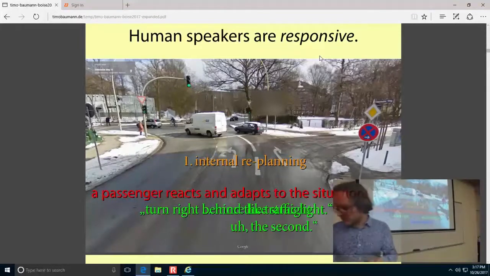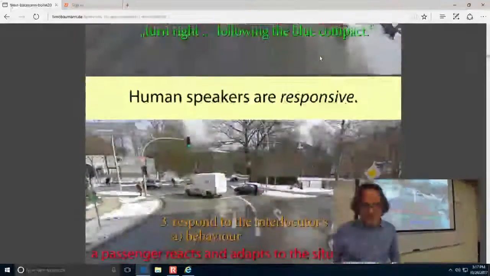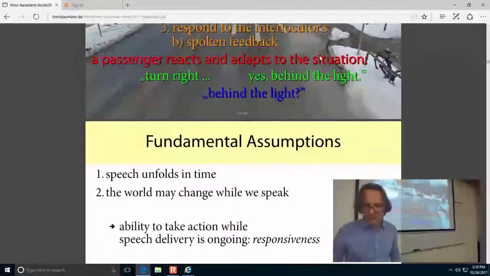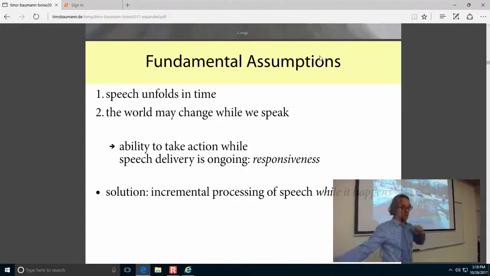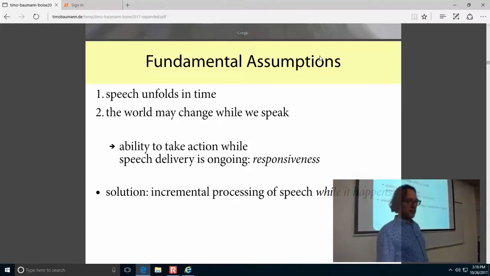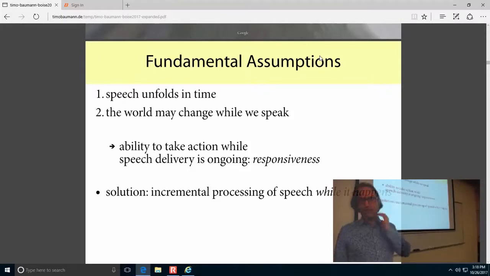I'll have to advance here a little bit. All right. So that's how humans would handle this situation, and the dialogue system would instead play this ping-pong game rather than being fluidly responsive. So the fundamental assumptions in my work are that speech unfolds in time and that the world may change during this time, while I speak, but also while I listen, of course.